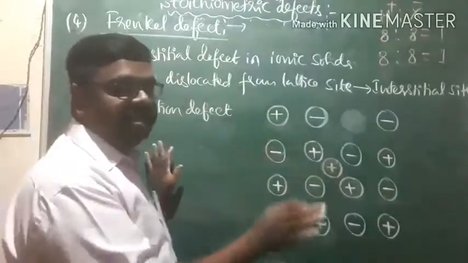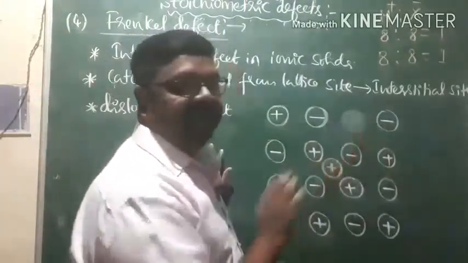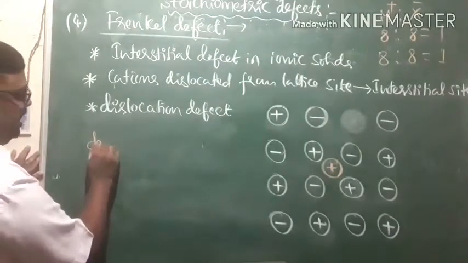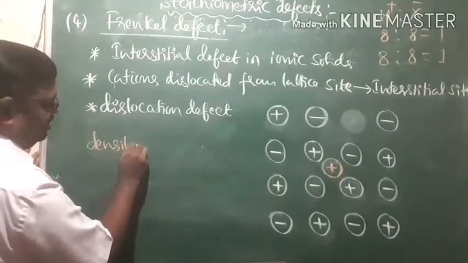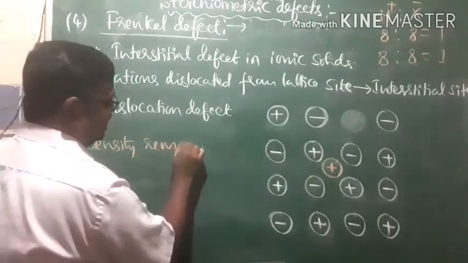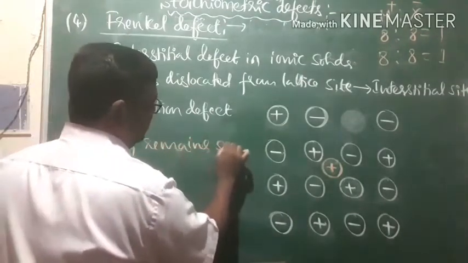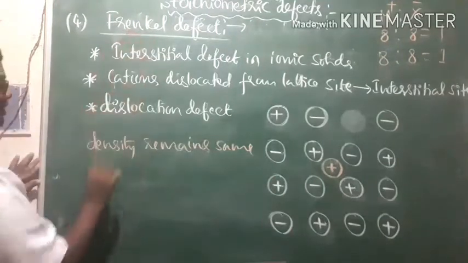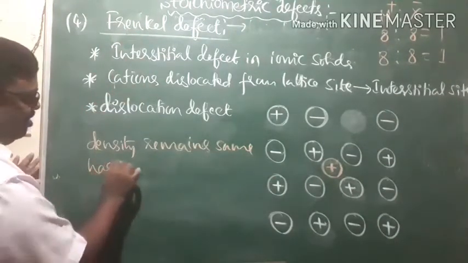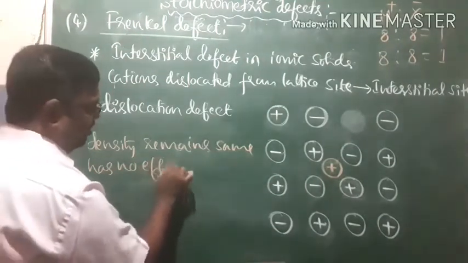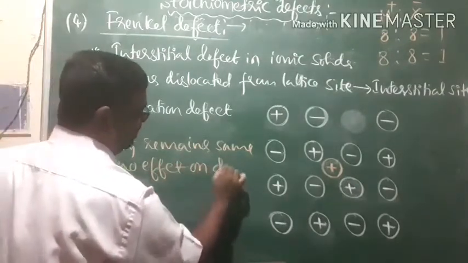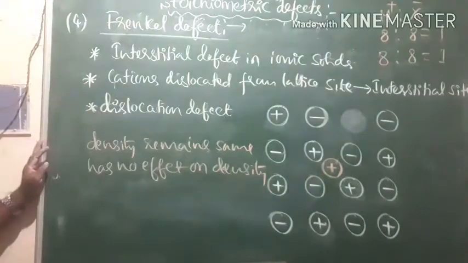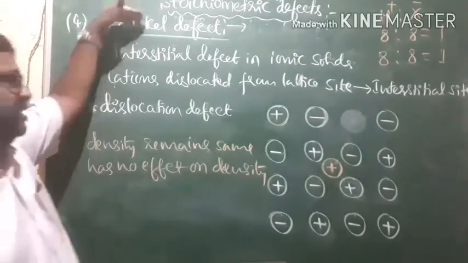And we have not removed anything from the lattice, so there is no change in the mass of the unit cell. Therefore density remains the same. In this particular defect, density remains the same, or you can say Frankel defect has no effect on the density of the ionic crystal.